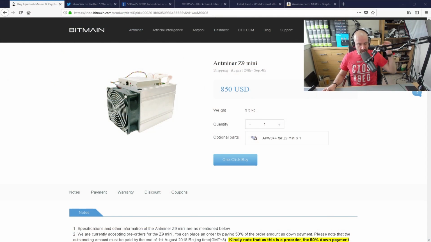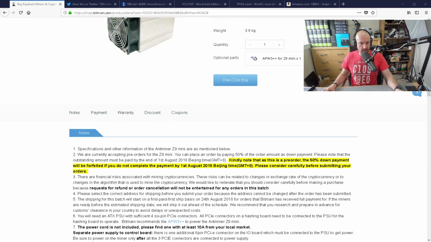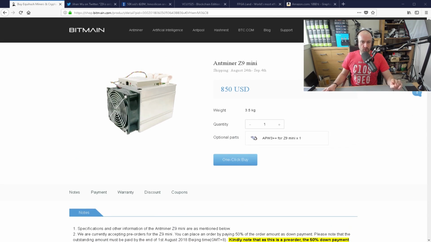So if I jump over to my browser, you guys know the Antminer Z9 Mini has been reduced to $850. This little thing is quite efficient. It's about 300 watts, I think, and it can do about 10,000 solves, perhaps even 11,000.